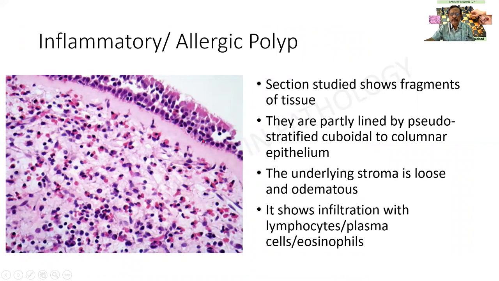This is again a very beautiful picture, pseudostratified columnar epithelium, and there is a marked edema. I say edema because the cells are getting separated. That is how we identify an edema. In this also, I am finding some pinkish cytoplasm that indicates eosinophils, but there are many lymphocytes which are also present. So the section studied will be in fragments. They are partly lined by pseudostratified cuboidal to columnar epithelium. The underlying stroma is loose and edematous, and it is infiltrated with lymphocytes, plasma cells, or eosinophils.